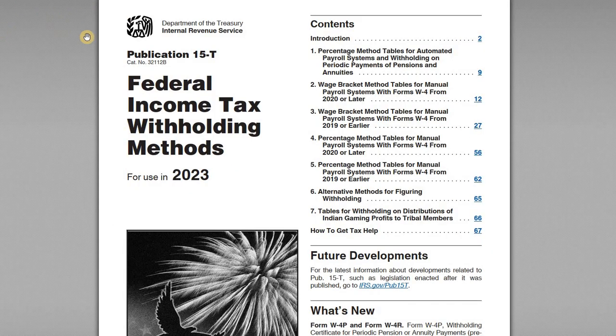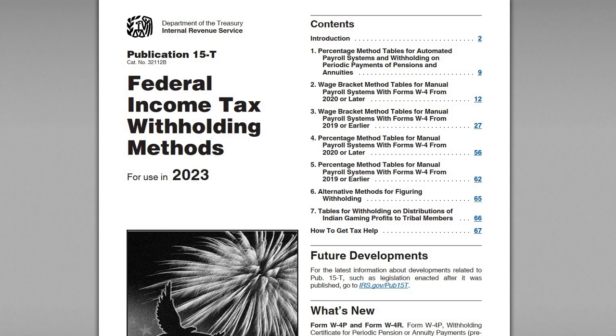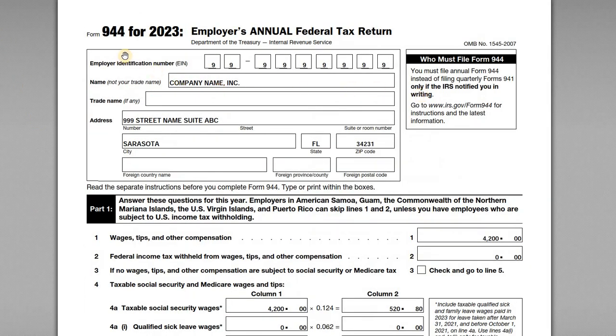We've also got for reference here the publication 15T, which is used to look up how much federal income tax withholding you should have on those wages. And then we've also got a workbook here where we've laid out his monthly, quarterly, and yearly wages and how we calculated these taxes.